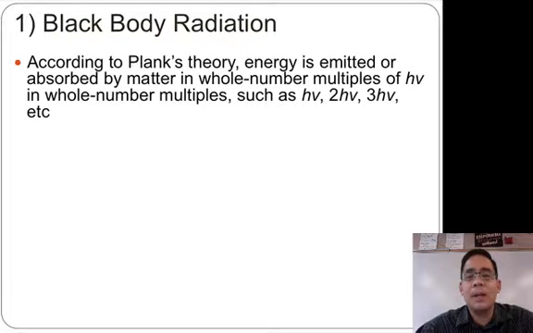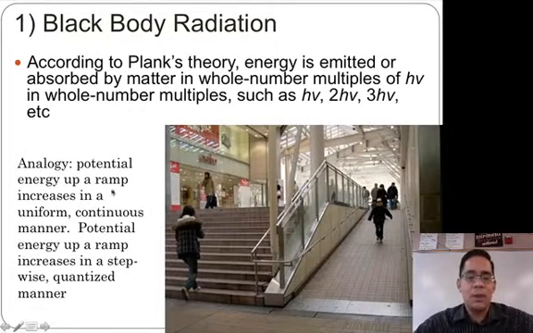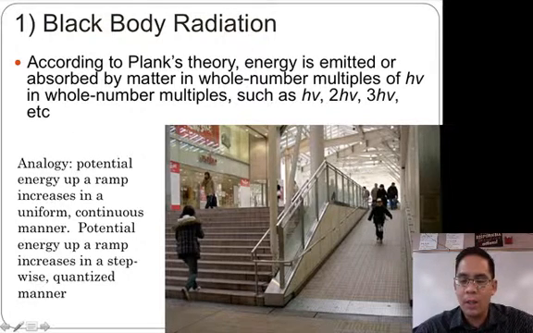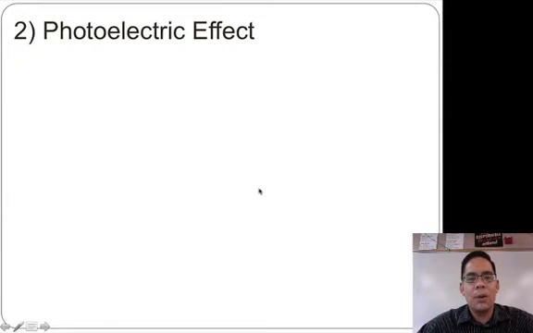So according to Planck's theory, energy is emitted or absorbed by matter in whole number multiples of hv, such as hv, 2 times hv, 3 times hv. An analogy they always use when they talk about energy is that instead of a continuous ramp, where you have continuous energy along the ramp, a staircase has very specific steps of energy. And so when we talk about blackbody radiation, we think about the steps of energy that it actually has. So what is the photoelectric effect?